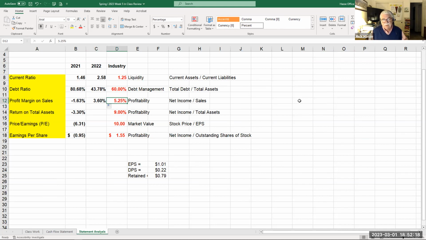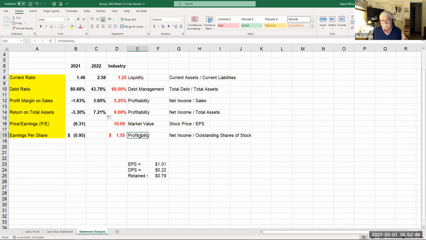The next relationship is a profitability statement as well. Net income divided by total assets. Return on total assets. So in 2022, 7.21% net income divided by total assets. That's still a little bit behind the industry average of 9%. So you can see some ugly trends here of this business. They're not in sync with their competition.